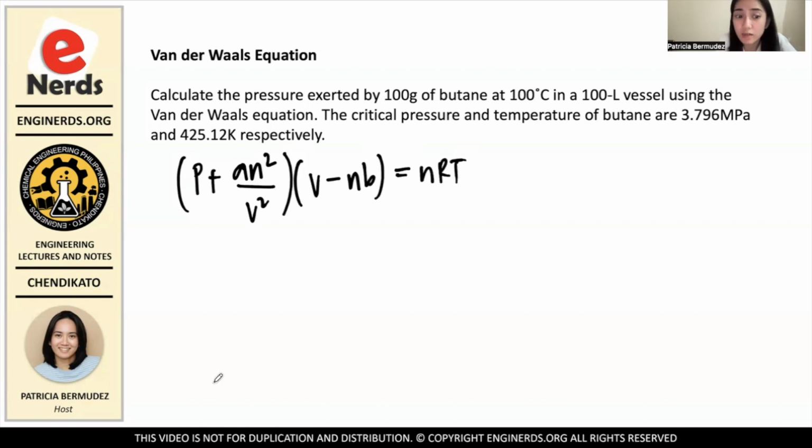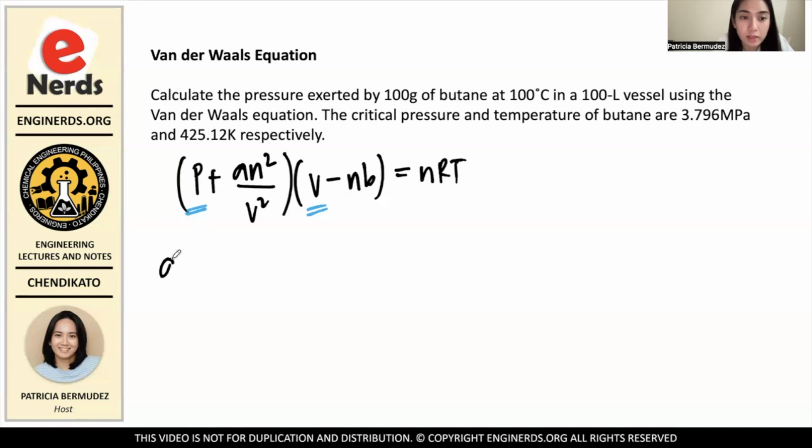If you see, it's actually very similar to the ideal gas equation because you have your pressure here and then the volume here. They are multiplied to each other because they are separated by parentheses. And then we have nRT on the right-hand side of the equation. But in here, we introduced a and b. So what are a and b? a and b are actually Van der Waals constants.